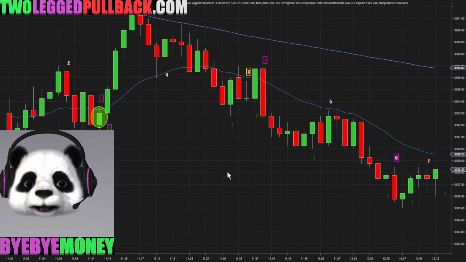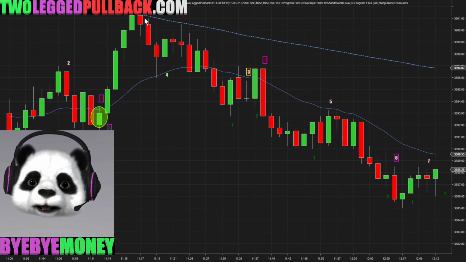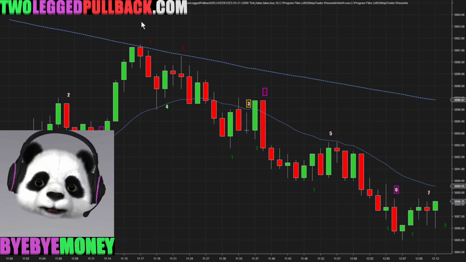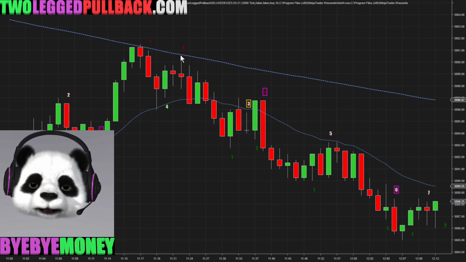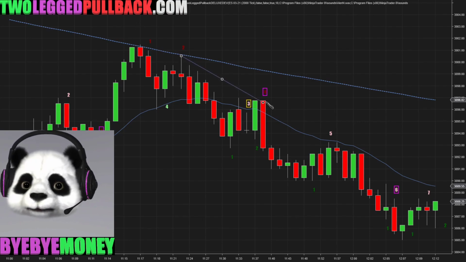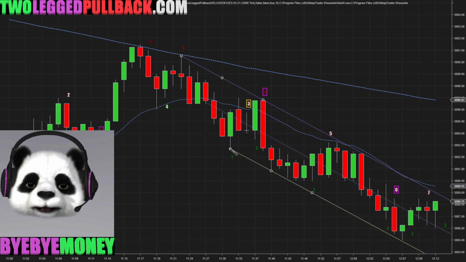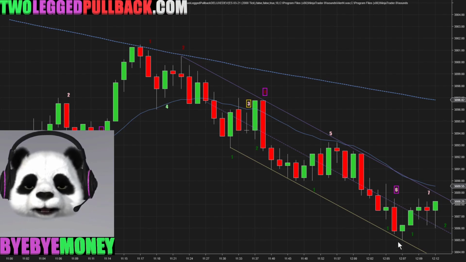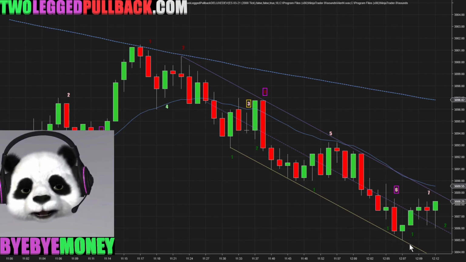Let's look at the context. We notice here immediately we have bounced off the 240 SMA. So we are in a downtrend. If I were to make a channel here, it would look something like this. And now with this channel, we notice that we have bounced off the bottom edge of this channel. And now we're faced with this.